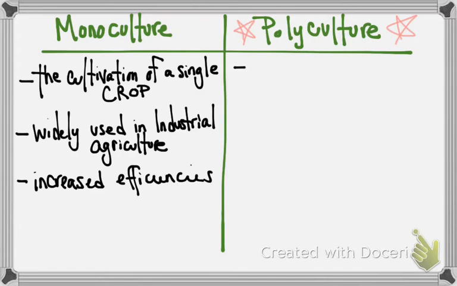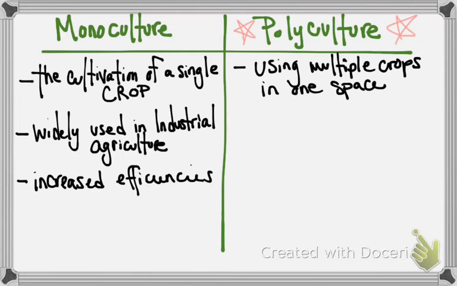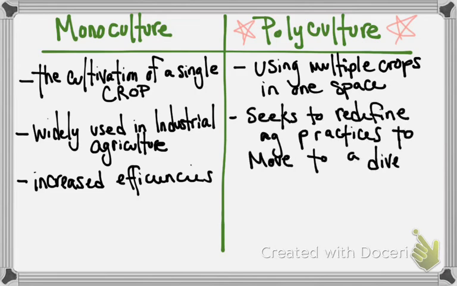Polyculture, on the other side, is using multiple crops in a single space. It's an imitation of diversity in a natural ecosystem, and it avoids large stands of single crops, and year after year things are rotated and changed even within a field. Polyculture seeks to redefine the ag practices that are currently in place and move to this very diverse cropping system. Polyculture has a lot of advantages, and it does have the disadvantage of requiring much more labor and more farm equipment, because you're going to need a variety of different kinds of equipment to harvest your crops.